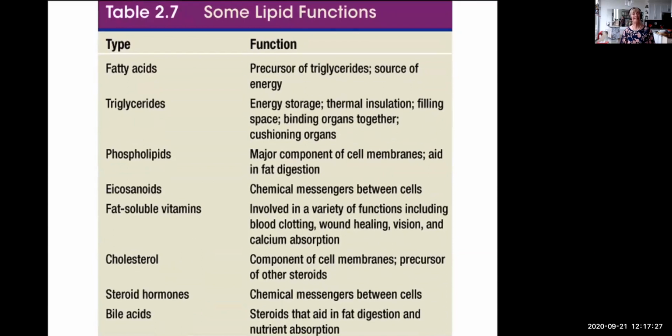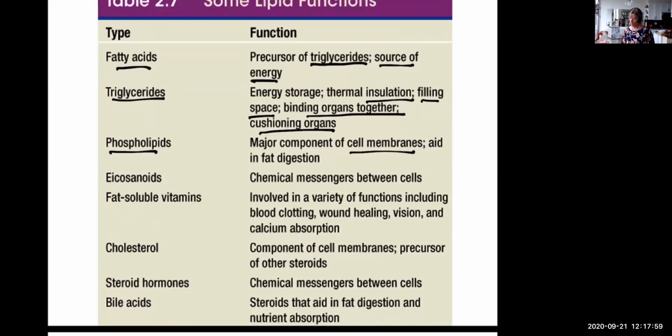So this is a very handy table that you could look at some point. It gives you the functions of different lipids. So the fatty acid functions, they're the precursors of triglycerides and a source of energy, for example. Triglycerides are also insulators as fat, filling space for organs such as between your eye and your eye socket. They bind organs together and they're cushioning. Phospholipids are the major component of cell membranes and they aid in fat digestion.